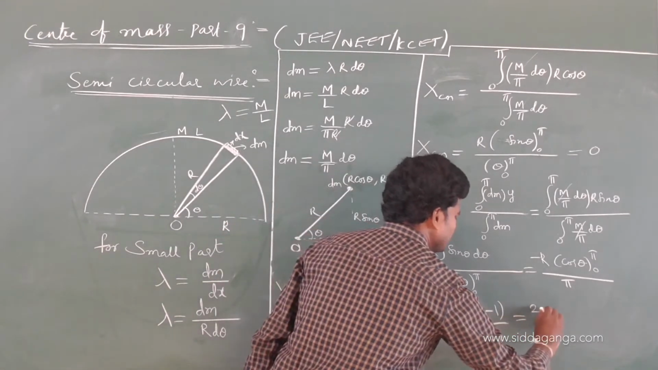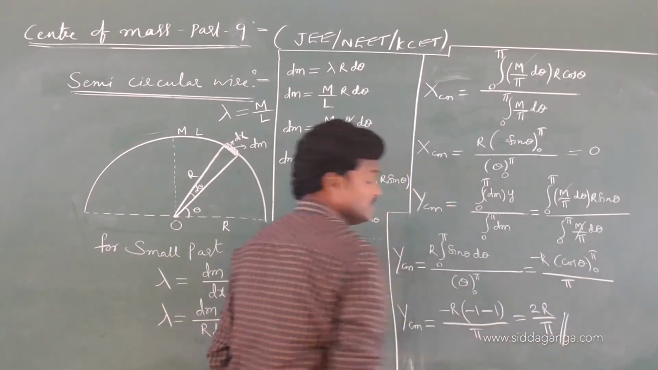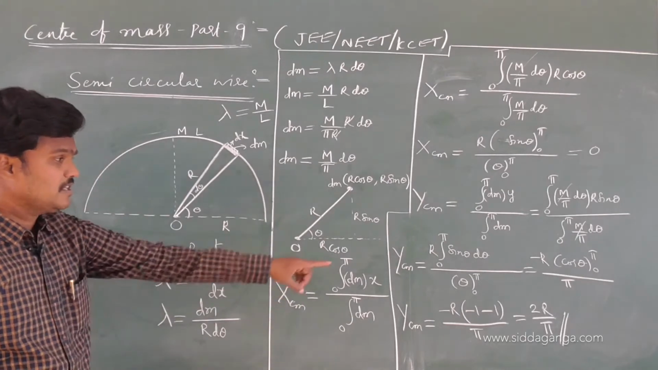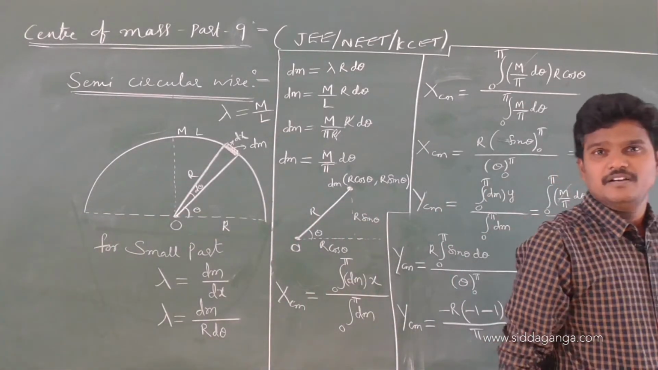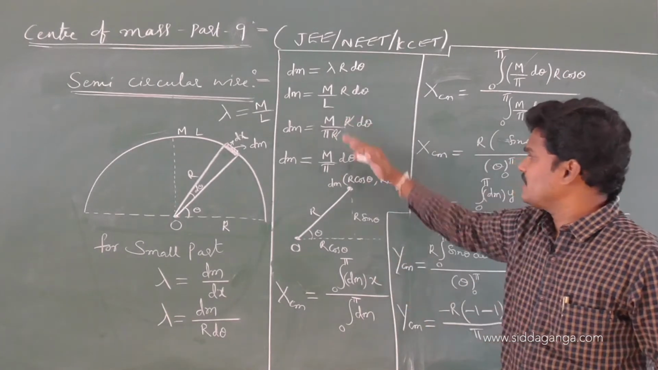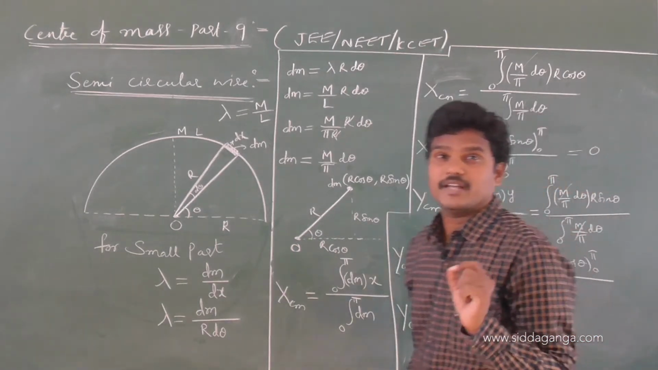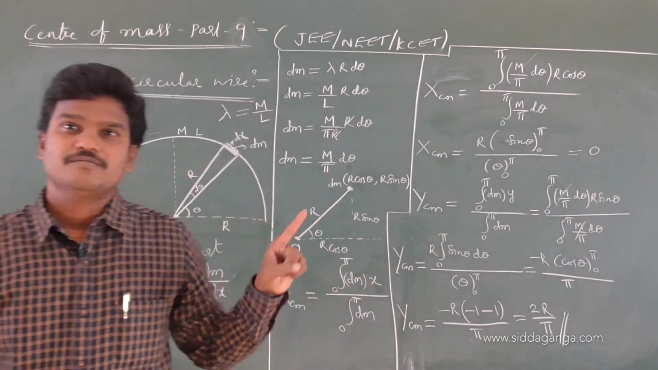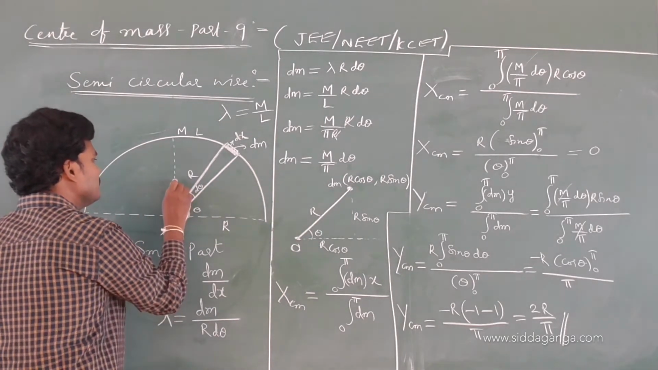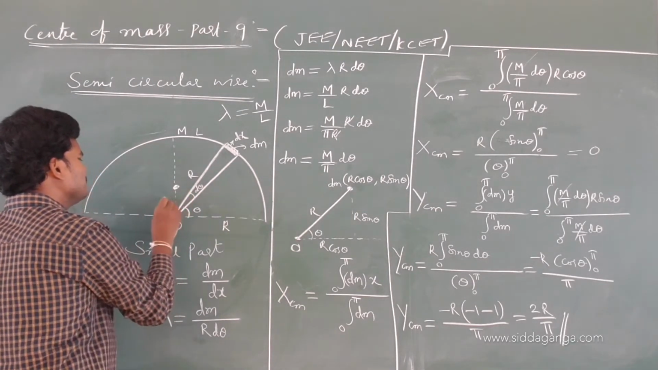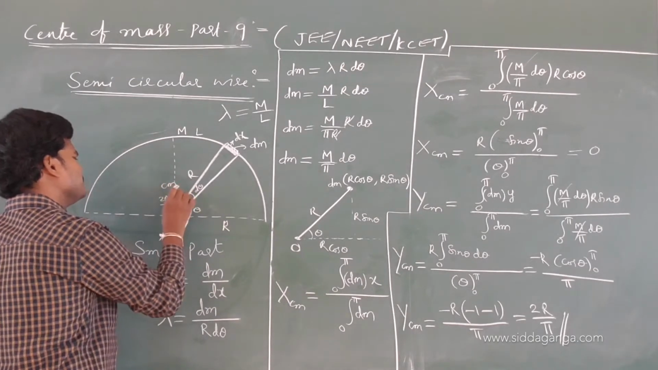What is the center of mass now? 2r by pi. I am solving very slowly, especially for you. So 2r by pi. If you are good at integration, you can extend it. Here, my target is only to tell the process. Anyhow, finally what I got is 2r by pi. So the y coordinate of the center of mass is at a height of 2r by pi.